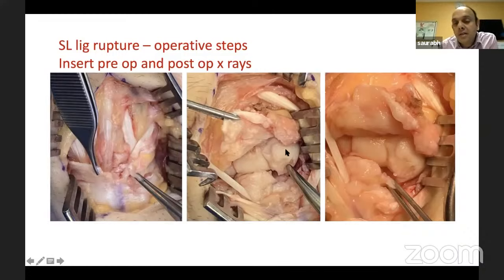And now you start seeing scaphoid. That's where the ligament has ruptured. That's the ligament, that's lunate, that's capitate. And you can see a clear scapholunate gap. And this is me holding the scapholunate ligament, which is attached to the lunate and has come off from the scaphoid.